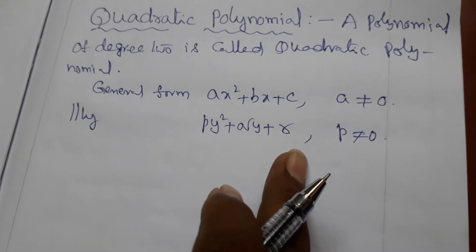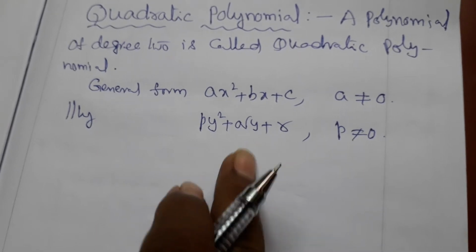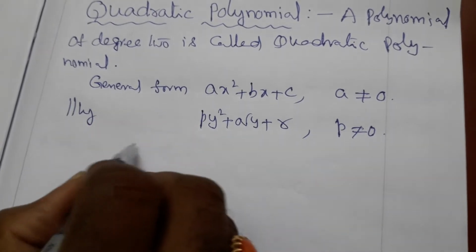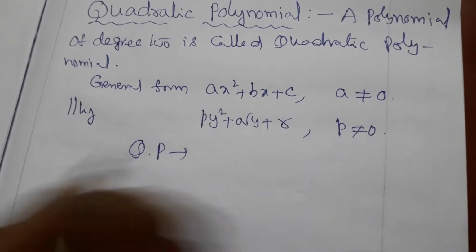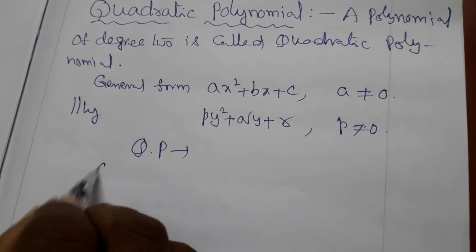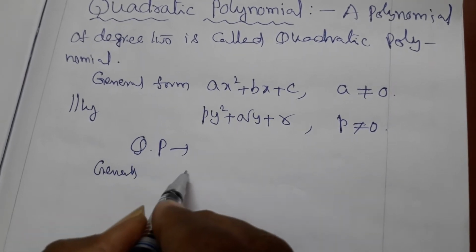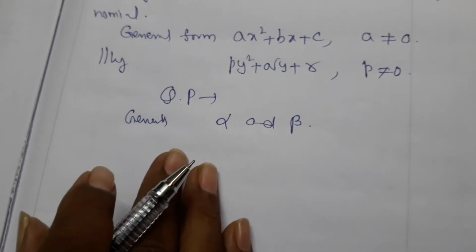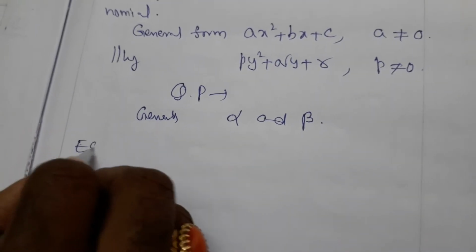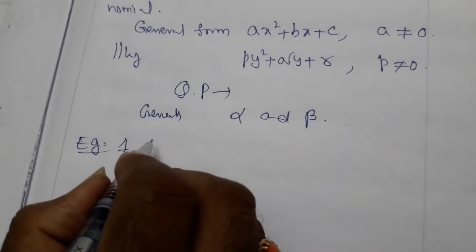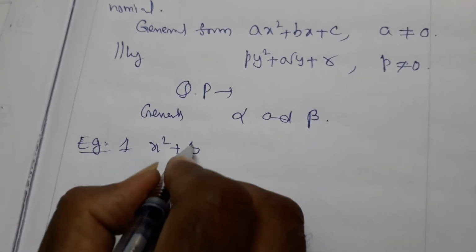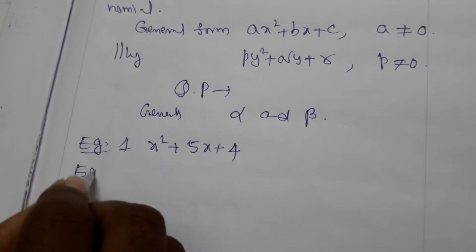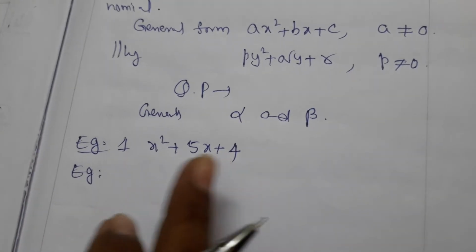Now, generally we denote the zeros of a quadratic polynomial, QP, as alpha and beta. Some examples of quadratic polynomials. Example 1: x square plus 5x plus 4. This is a quadratic polynomial in variable x, with coefficients 1, 5 and 4.